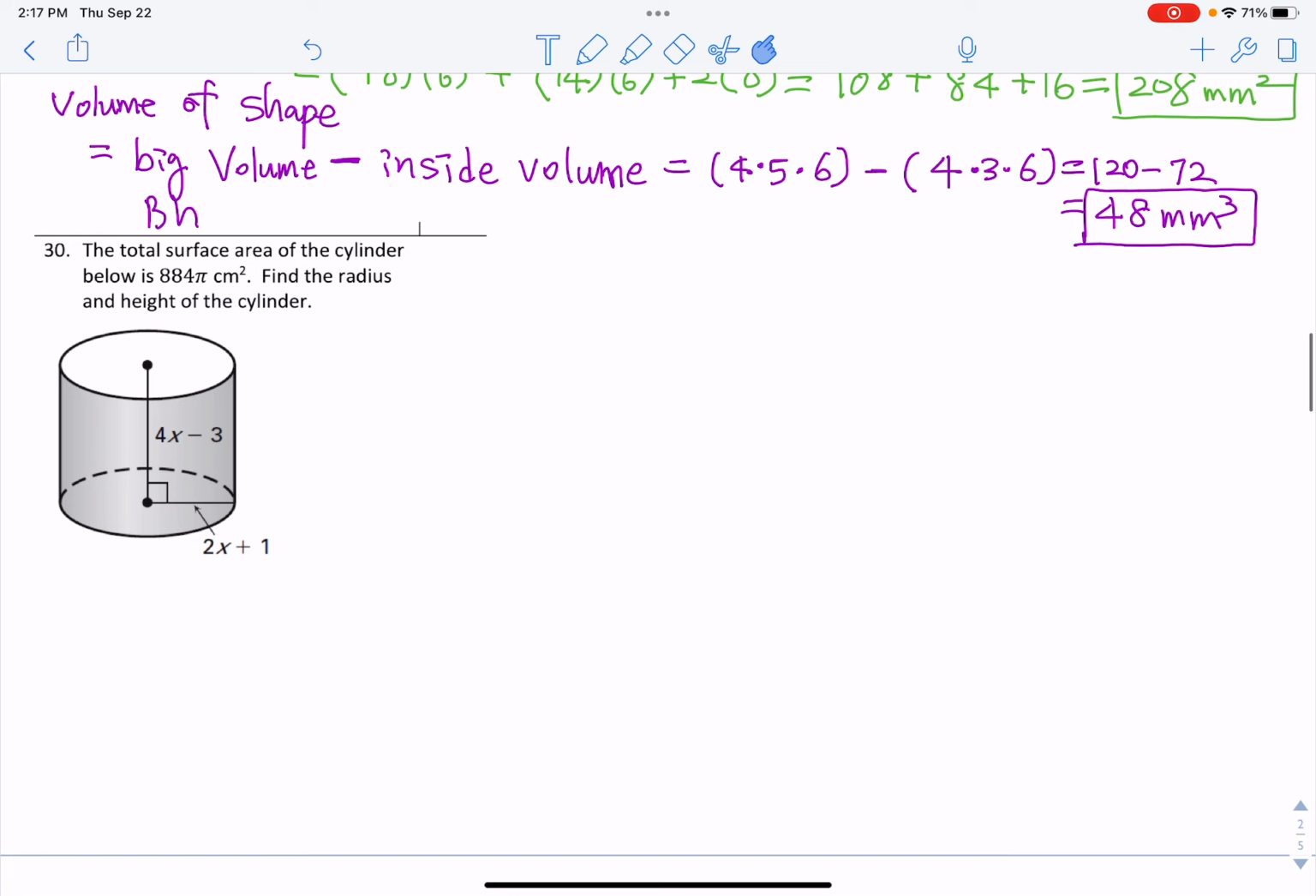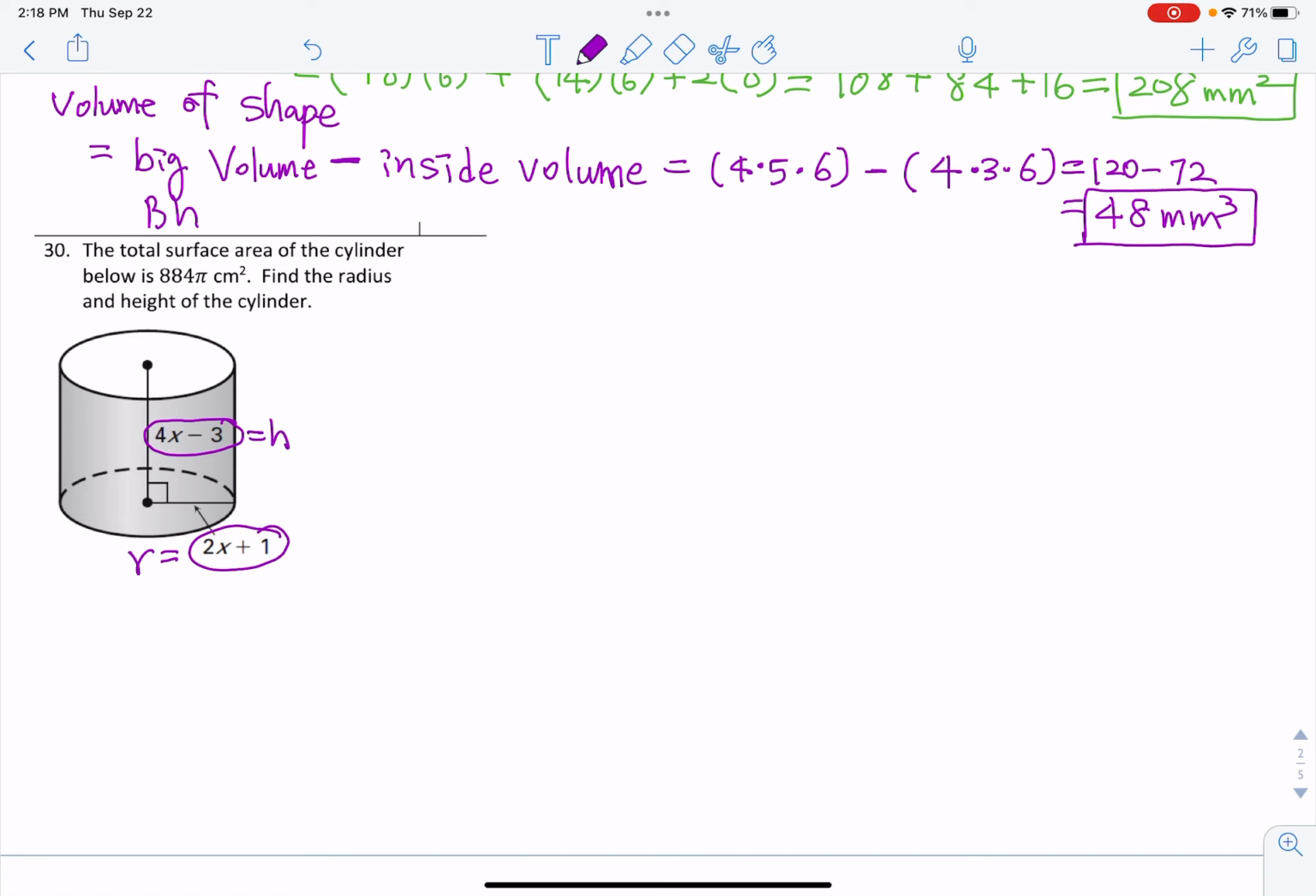And then the total surface area of the cylinder below is 884 pi square centimeter given. And they're asking to find the radius and height of the cylinder. Radius is given as 2x plus 1, that's the radius. Height is given as 4x minus 3, that's the height.